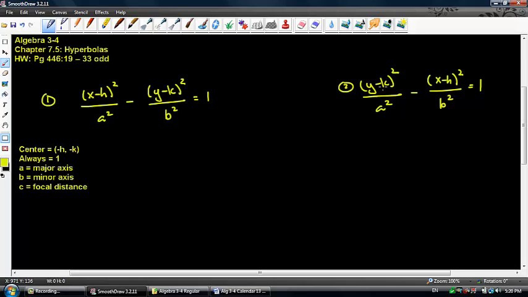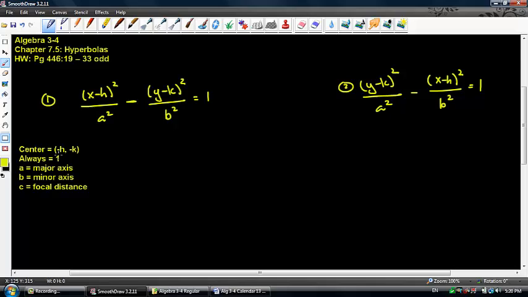Same thing here, except the y seems to be on the left side and the x seems to be on the right side. Again, very similar to the ellipse, except that the hyperbola is being subtracted. The characteristics of the hyperbola are very similar. The center is still negative h, negative k, even in the right side example here where the x is on the right side. It's still negative h, negative k.